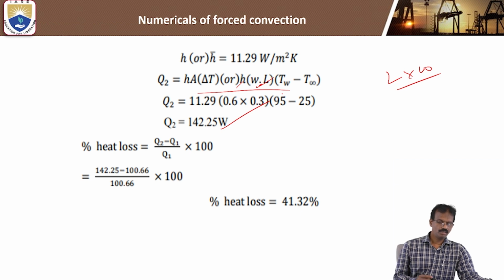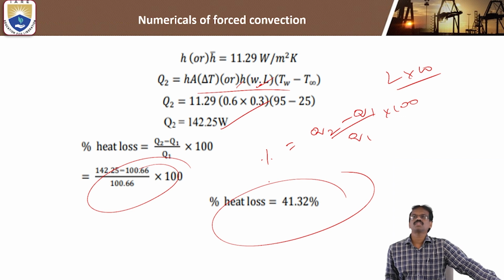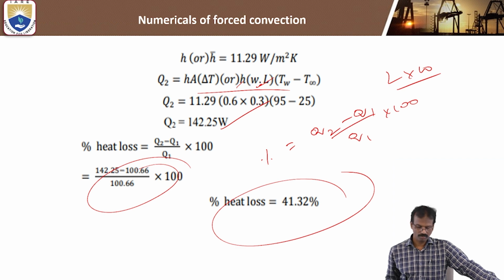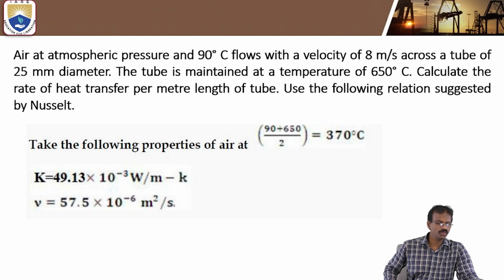Then heat loss is equal to (Q2 minus Q1) by Q1 into 100, where Q2 is the bigger one. So this is the value we got. The percentage of loss is equal to 41.32 percent, with respect to 600 and with respect to 300. We will see one more numerical.